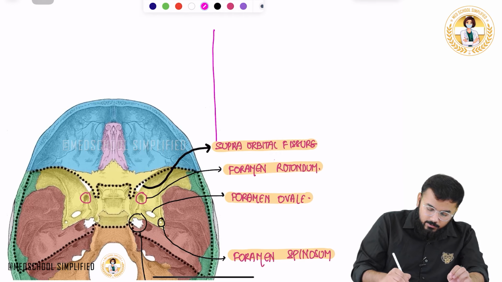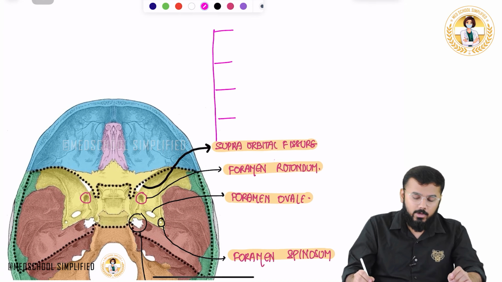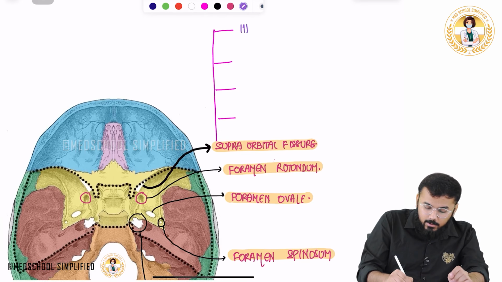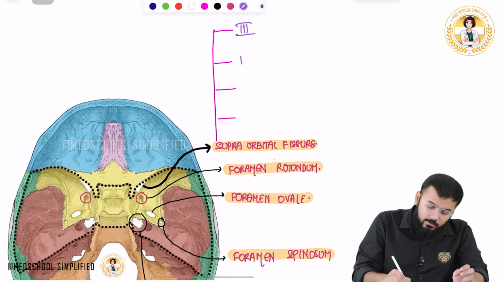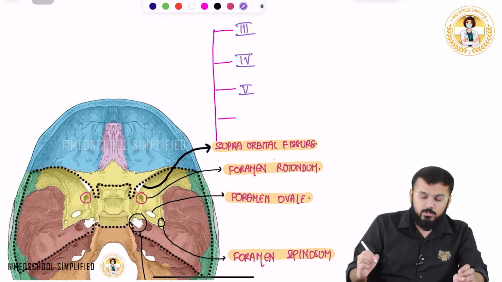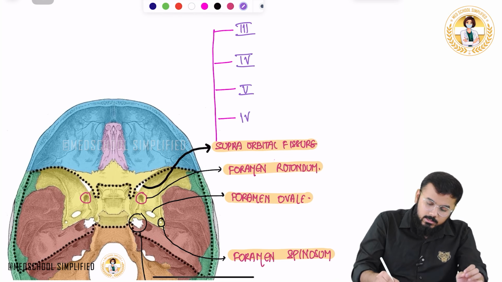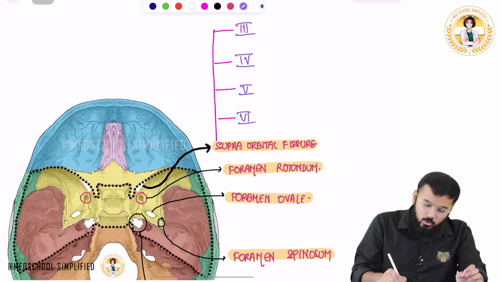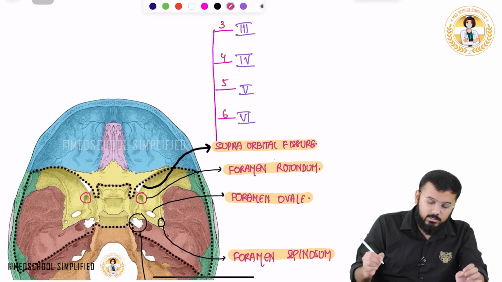within this supraorbital fissure you have got very important cranial nerves. Okay, for example, cranial nerve number 3 is passing through this supraorbital fissure. Cranial nerve number 4 is passing through this. Next, cranial nerve number 5 is passing through this. I will go into detail about this. Next, cranial nerve number 6. So, what are the numericals over here? 3, 4, 5 and 6.